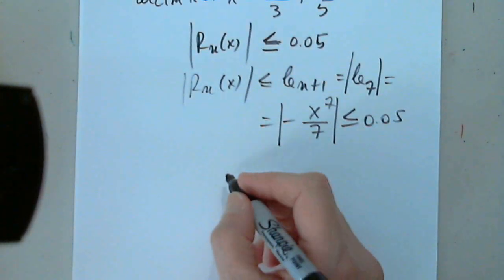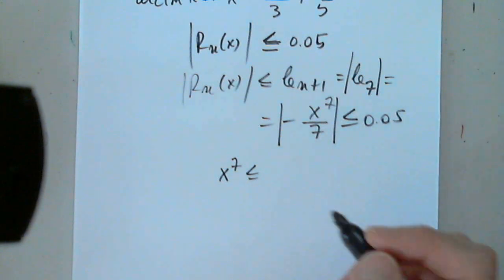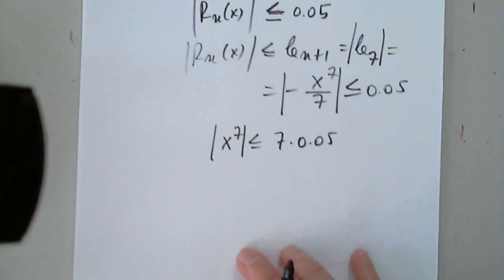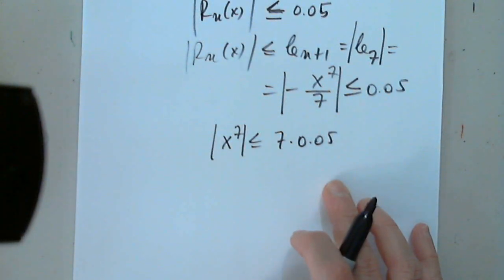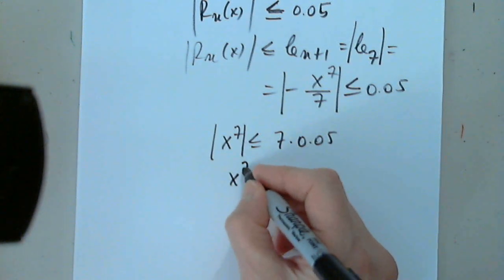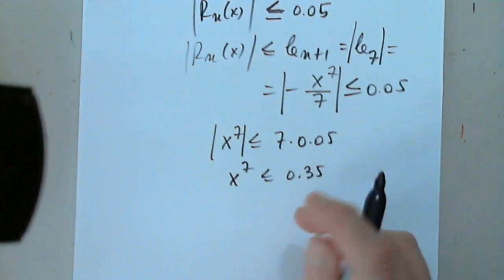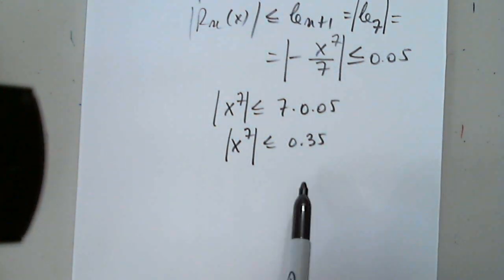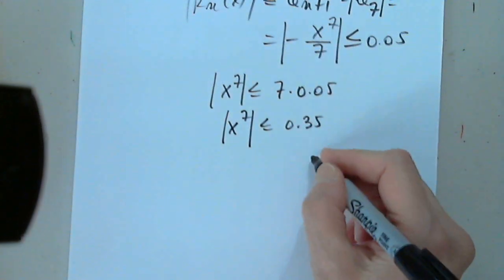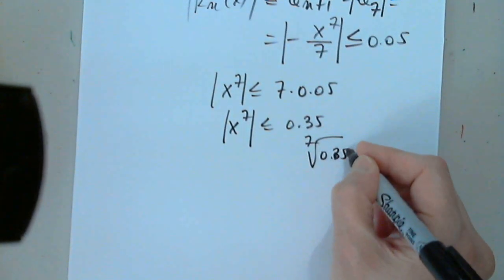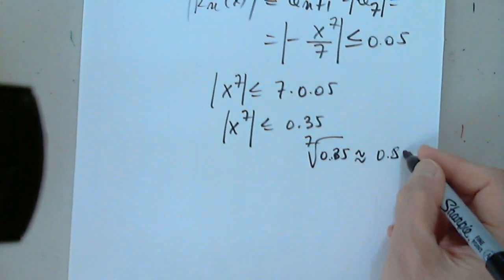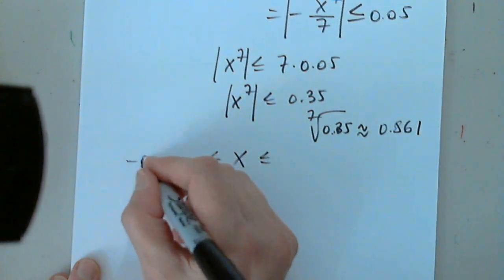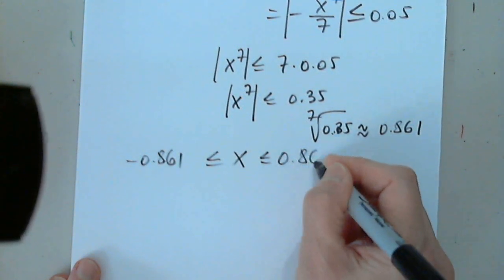So when we solve this inequality, x to the 7th, in absolute value, less than or equal to 7 times 0.05, and because we are talking about positive terms, we have x to the 7th less than or equal to 0.35, and we take the 7th root from both sides. When you take the 7th root of 0.35, you will get approximately 0.861. So then x has to be between negative 0.861 and positive 0.861.